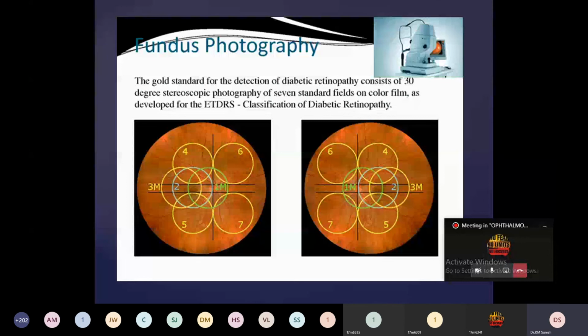This is fundus photography. There is an equipment, the fundus camera, which is used to document the diabetic retinopathy changes before and after treatment.